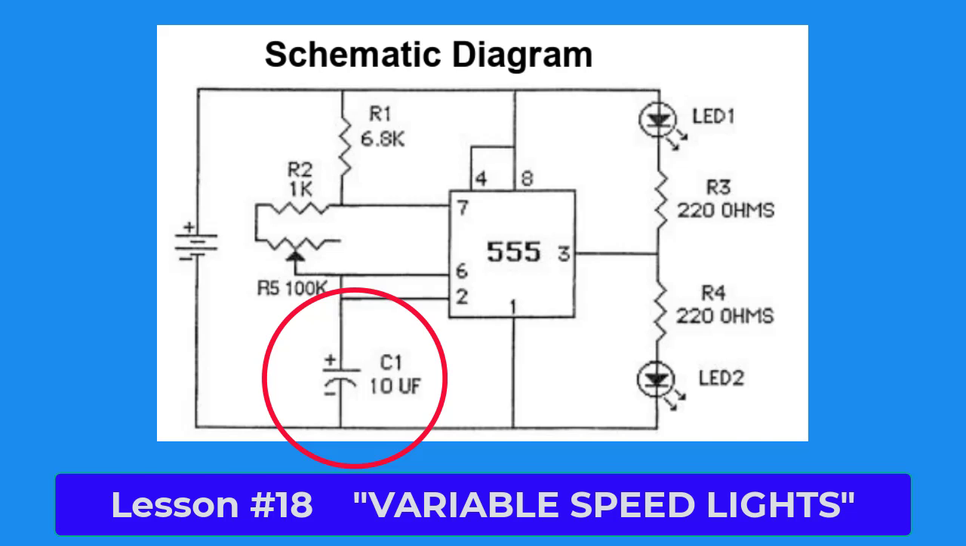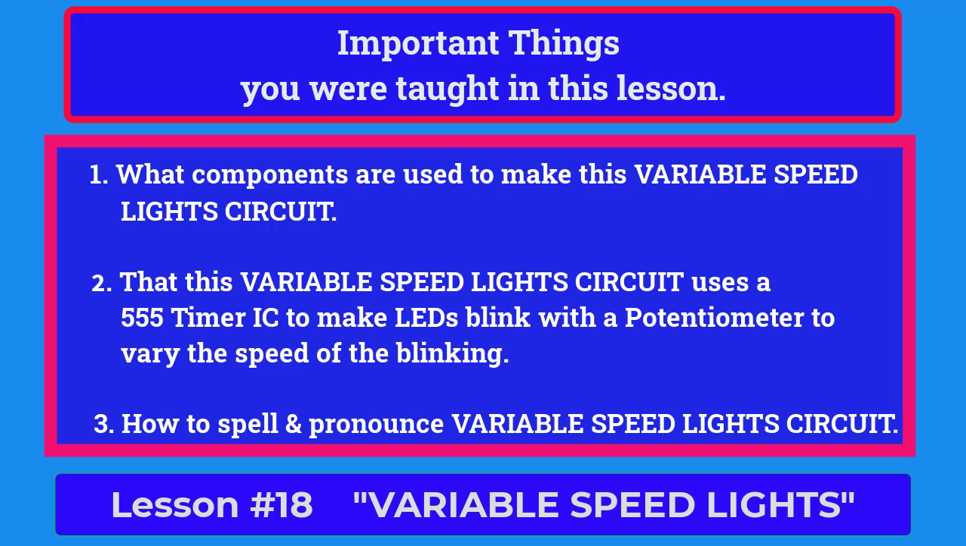Here are some important things that you were taught in this lesson. 1. What components are used to make this variable speed light circuit? 2. That this variable speed light circuit uses a 555 timer IC to make LEDs blink with a potentiometer to vary the speed of the blinking. And 3. How to spell and pronounce variable speed light circuit.